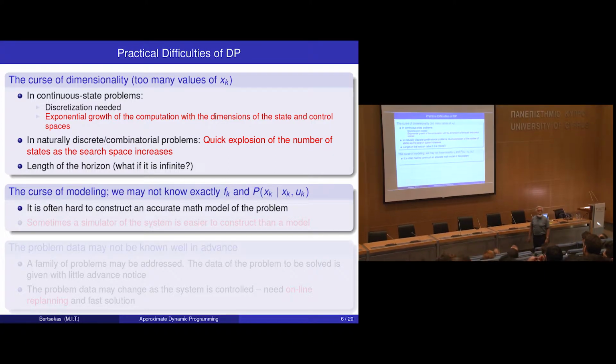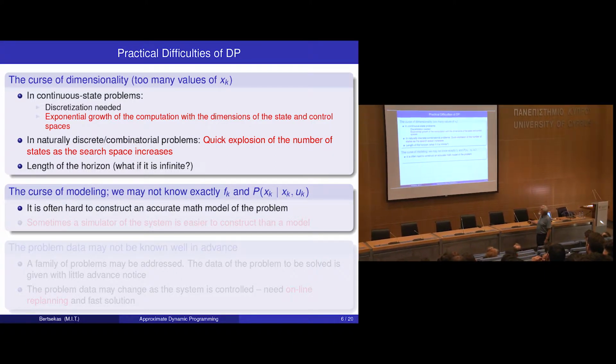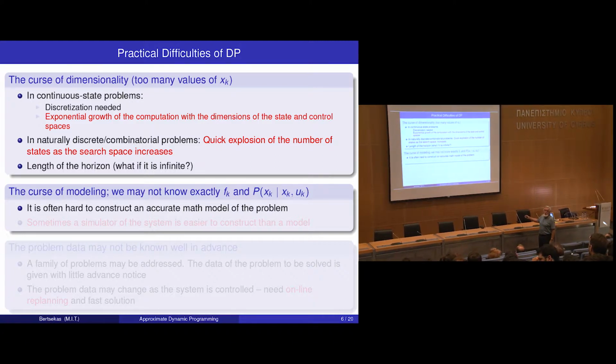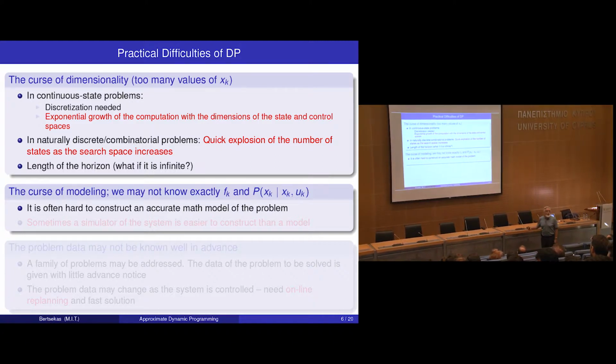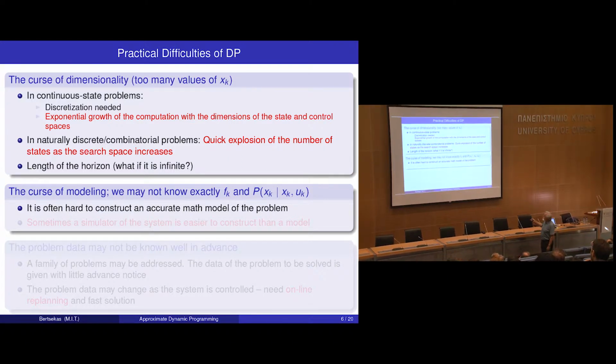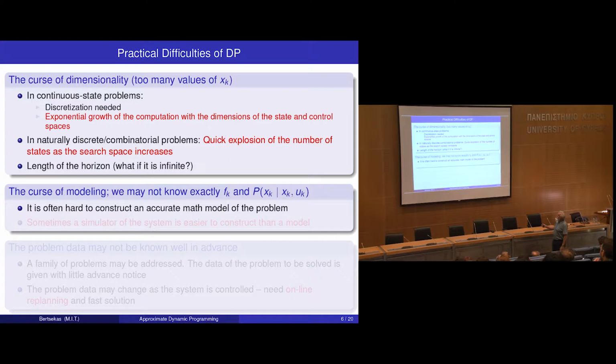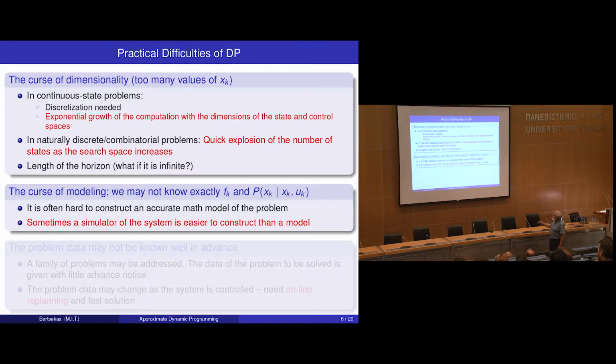There's another curse that people don't mention, and that's the curse of modeling. We need to know exactly the system equation, and we need to know the statistics of the disturbance, the probability distribution. And it's often very hard to construct such an accurate mathematical model of the problem. However, in many problems of interest, a simulator of the system may be available, may be easier to construct than a model. And we can use a computer model. And it turns out that this overcomes the curse of modeling, and this is part and parcel of the overall methodology of approximate dynamic programming.